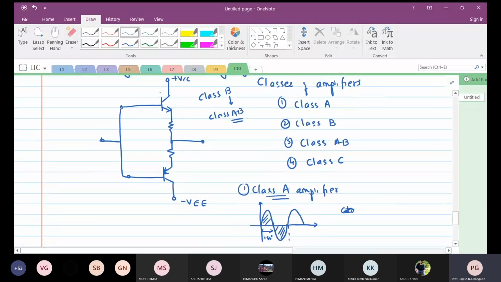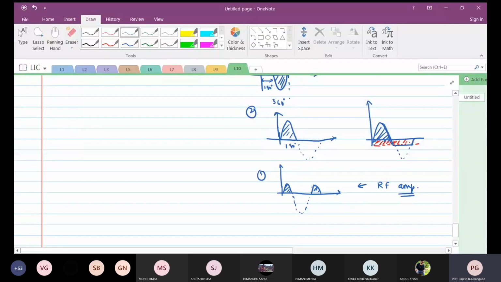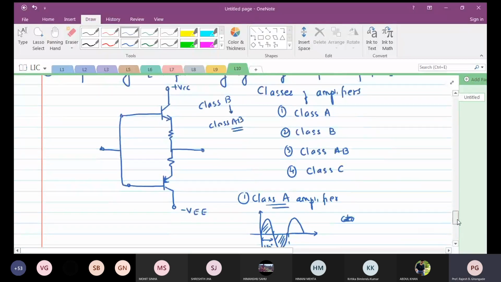See, we have a class B amplifier. What is the problem with a class B amplifier? It gives me amplification in only one direction, only the positive half cycle. So who will take care of the negative half cycle? I'll use another transistor. That is what is done here. So the positive half cycle is amplified by this, and the negative half cycle is amplified by this. And these two transistors are matched transistors.